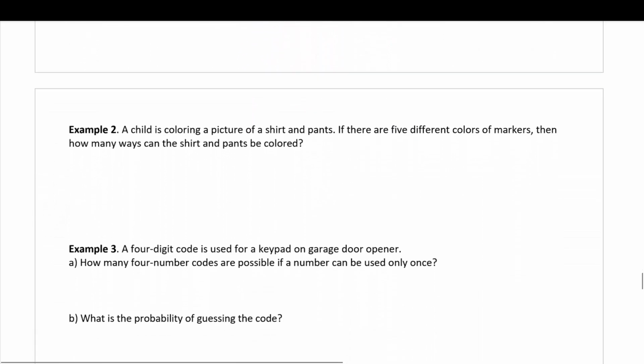Okay, so let's continue. It says example 2. A child is coloring a picture of a shirt and pants. If there are 5 different color markers, then how many ways can the shirt and pants be colored? All right, we always have to ask ourselves, how many decisions are being made? Well, we're deciding on what to color the shirt, and what the color of the pants. So let's go ahead and make a slot per decision.